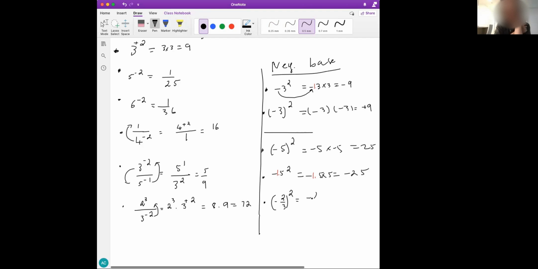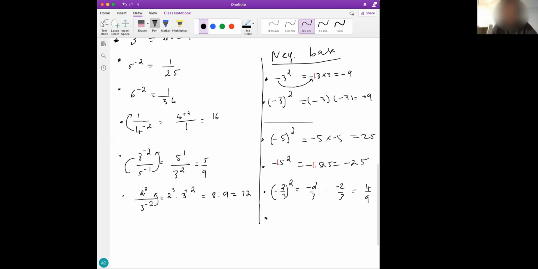So -2/3 times -2/3. Because this is the base, we had to repeat the minus. Then this is a multiplication. Multiply fractions this way, straight across. -2 times -2 is 4/9. But if we didn't have parentheses, let's say you had just -2/3 like this without the parentheses.